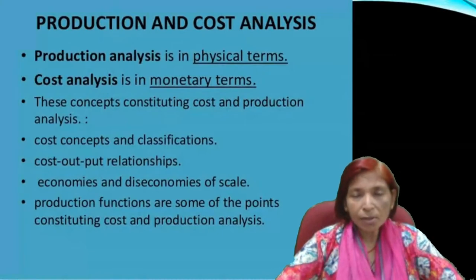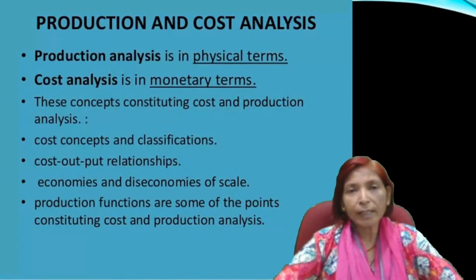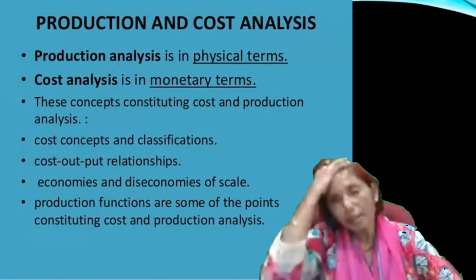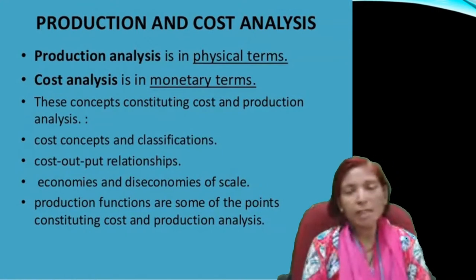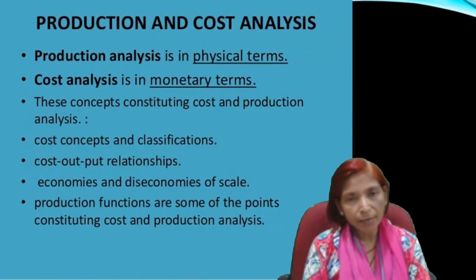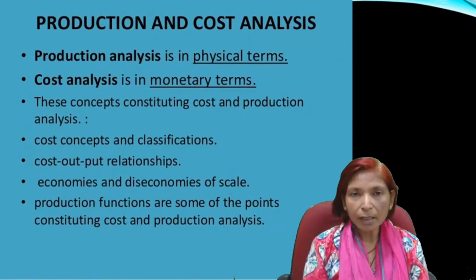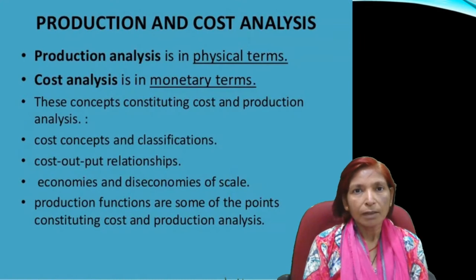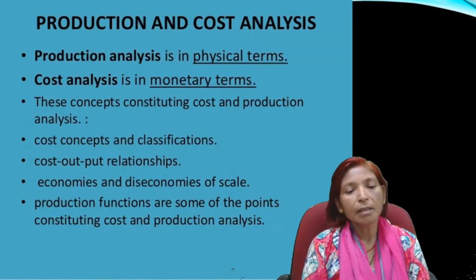In the cost concept, we will study the meaning of cost and the different types of cost, and we will classify them. And what is the relationship between cost and output? Economies and diseconomies of scale. What is the meaning of economies of scale? Economies means benefits of scale. When we produce goods and services on a large scale, then the producer will get some internal and external benefits. This is known as internal or external economies of scale. When the producer gets benefit by producing on a large scale, that is called economies. And when the producer sacrifices or suffers some losses, that is called diseconomies of scale.